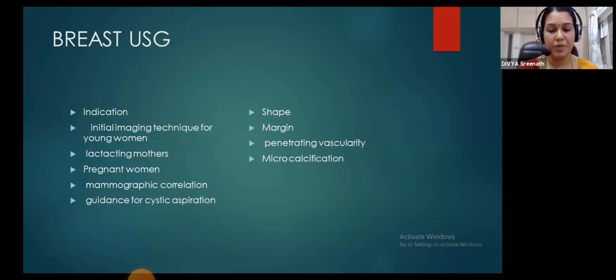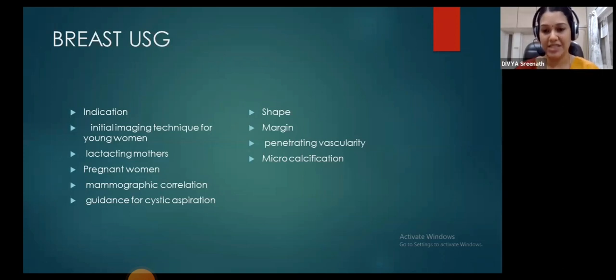Then by this we can see whether there is a tumor or a cyst. A cyst is a fluid-filled swelling. If a mass is present, we will assess the shape. An irregular shape is always a sign of a possible chance of malignancy. And also the blood supply to the core of the tumor. If there is more blood supply, then it is also a suspected malignancy.